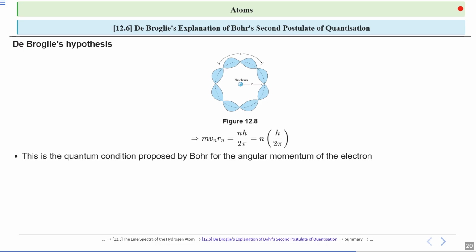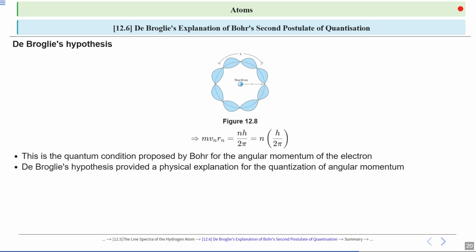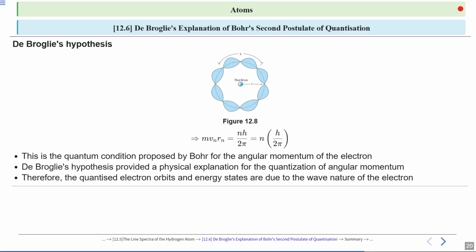Bohr suggested that electrons could only occupy orbits where their angular momentum is a whole number multiple of h divided by 2 pi. De Broglie's hypothesis gives us a physical reason for why angular momentum is quantized. It says that only certain orbits are allowed because the electron's wave must fit perfectly around the orbit, like a standing wave on a string. So, to sum up, the reason electrons have specific orbits and energy levels is because of their wave nature. The wave-like behavior of electrons means only certain orbits are possible, which leads to quantized energy states.